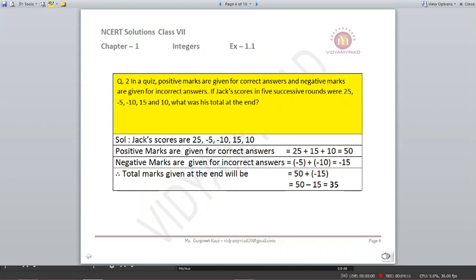So what will be the total at the end? 50 minus 15, which comes out to be 35 marks.